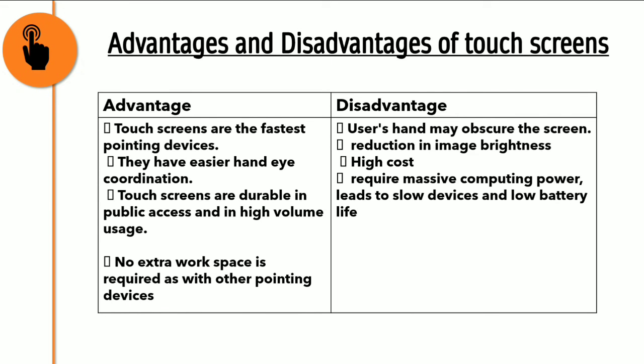Let us see some advantages and disadvantages of touchscreens. Touchscreens are the fastest pointing devices and they have easier hand and eye coordination. Touchscreens are durable in public access and need no extra workspace compared to other pointing devices. On the other hand, it is a high-cost technology and requires massive computing power, leading to slow devices and low battery life. Users' hands may obscure the screen and reduce image brightness.